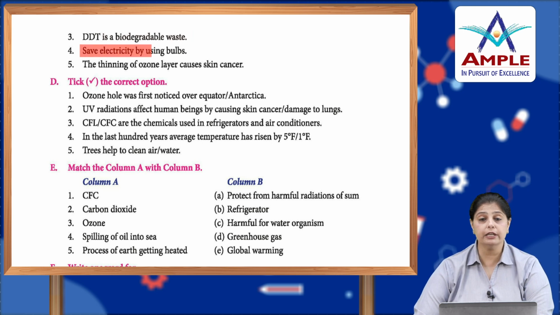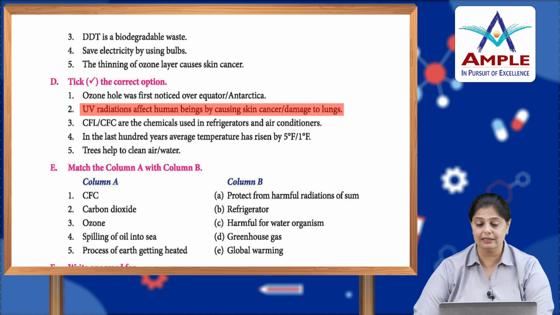Save electricity by using bulbs? No. You must use CFLs instead of bulbs. The thinning of ozone layer causes skin cancer? Absolutely true. Take the correct option. Ozone hole was first noticed over equator or Antarctica. It was Antarctica. UV radiations affect human beings by causing skin cancer or damage to lungs.